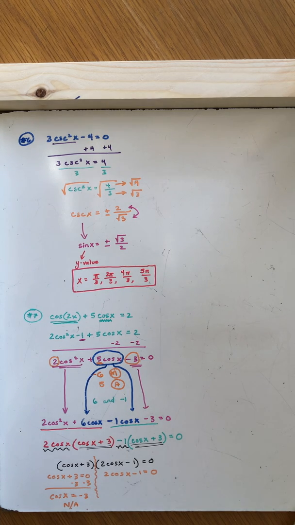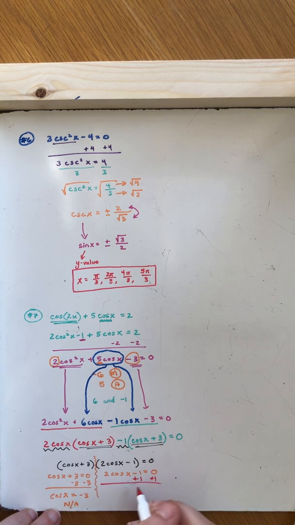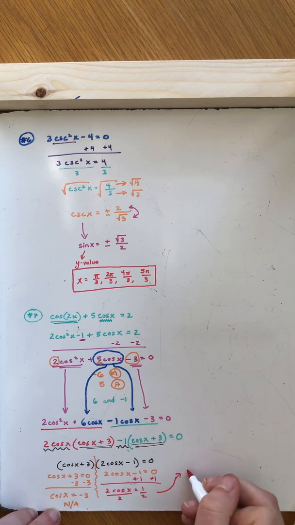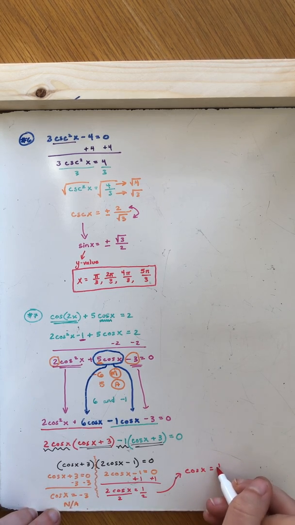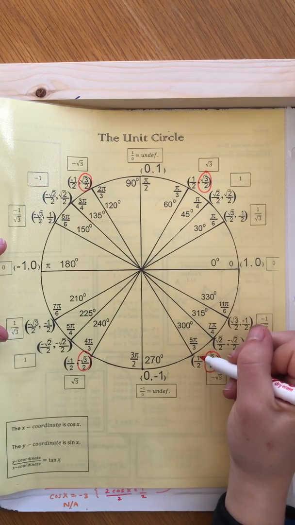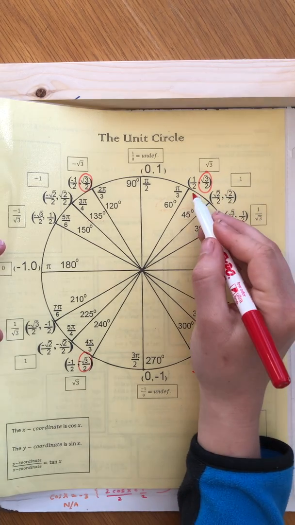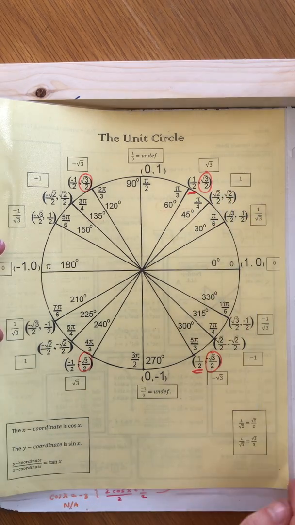For the other side, I would add 1, and then divide by 2. So I'm looking where cosine x equals a +1/2. So where is the x-coordinate a +1/2? That's 5 pi over 3 and pi over 3.